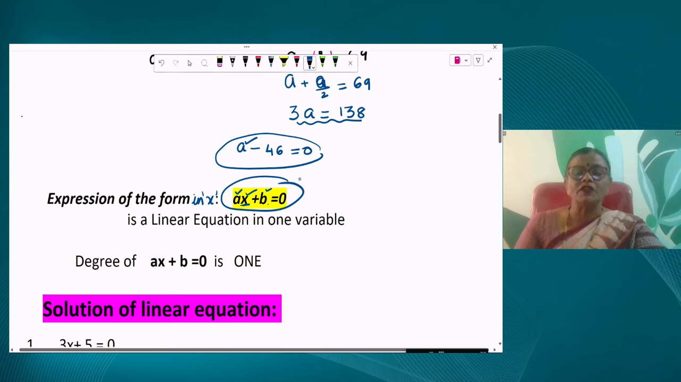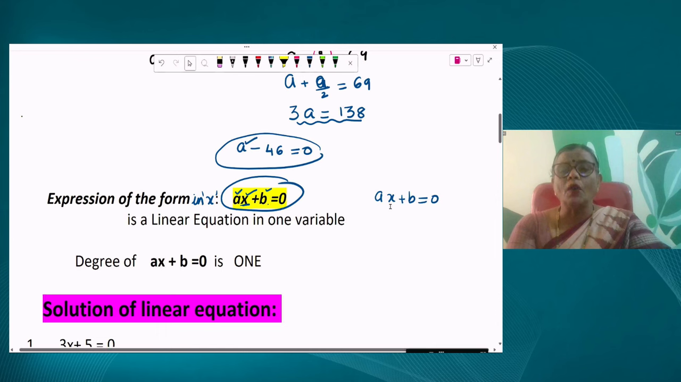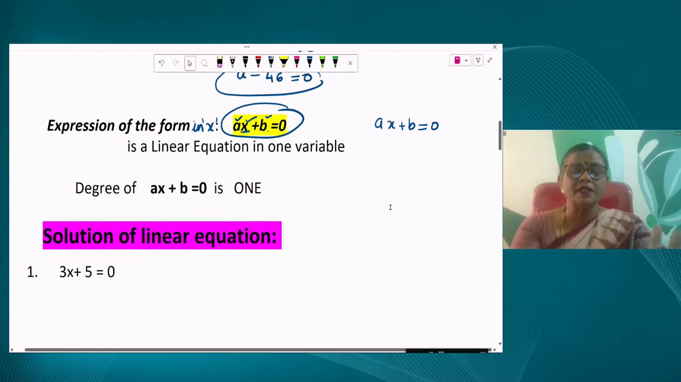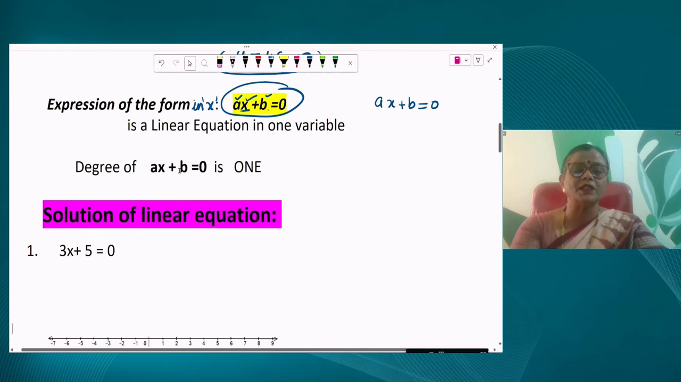So any expression which is in the form of AX plus B equal to 0 is known as a linear equation in one variable. There's only one quantity which is varying. Here X is the varying quantity, right? And its degree is 1. Now, the term equation has come. Equation says it's the equality of two expressions. As we see, the left hand side is AX plus B, the right hand side is 0. That is, the value of AX plus B for some value of X should be equal to 0. For what value of X? That's what is known as the solution of a linear equation.